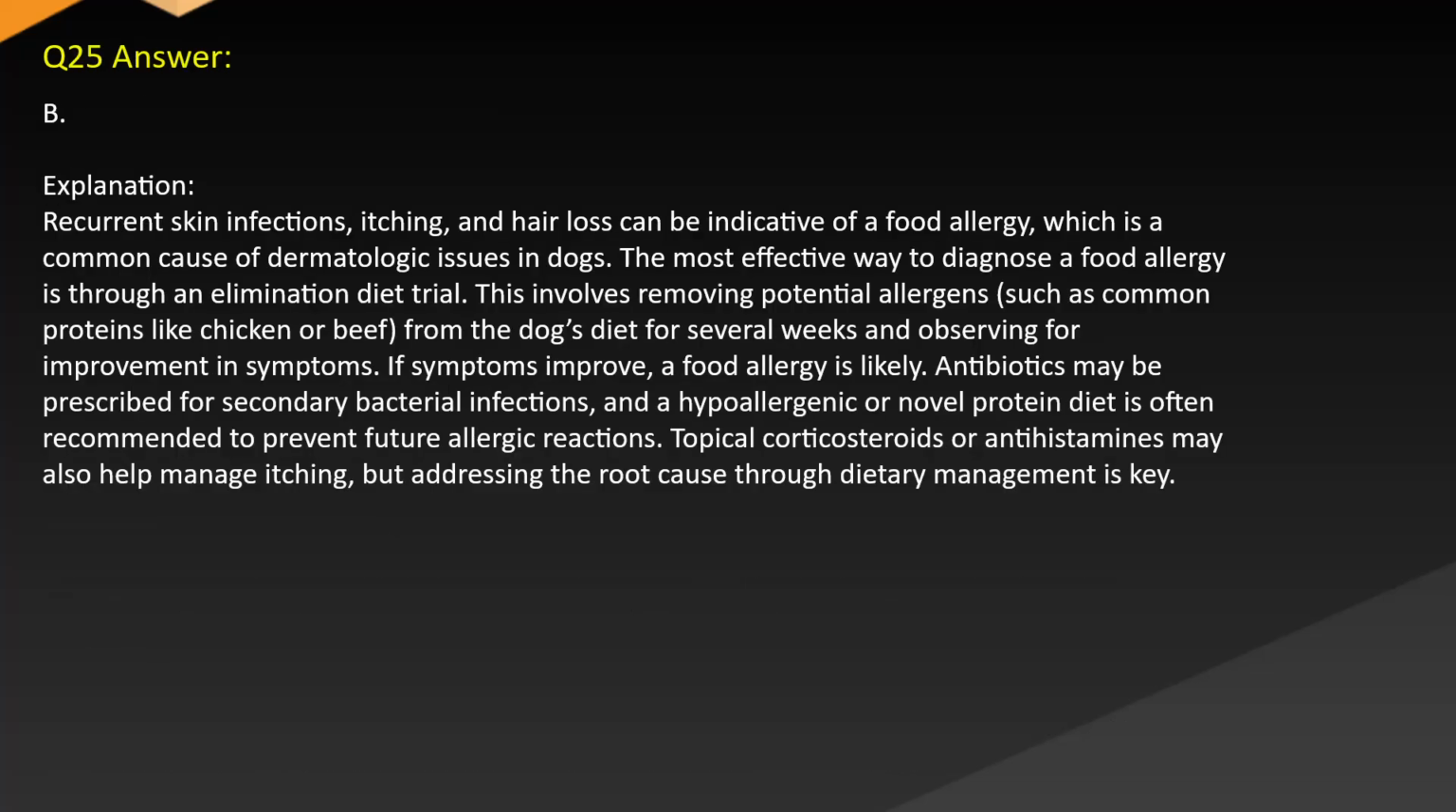Answer B. Explanation. Recurrent skin infections, itching, and hair loss can be indicative of a food allergy, which is a common cause of dermatologic issues in dogs. The most effective way to diagnose a food allergy is through an elimination diet trial. This involves removing potential allergens, such as common proteins like chicken or beef, from the dog's diet for several weeks and observing for improvement in symptoms. If symptoms improve, allergy is likely.